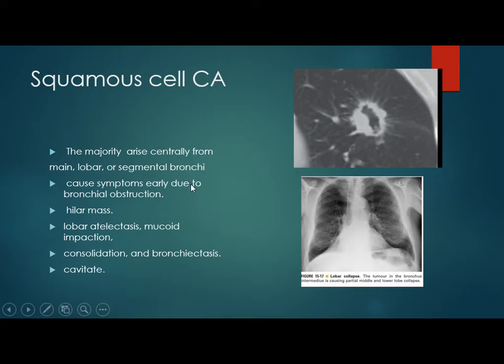The second type is squamous cell carcinoma, the majority of which arise centrally from the main lobar or segmental bronchi and cause early symptoms because it's central, and due to bronchial obstruction may cause hilar mass or lobar collapse. Radiological features appear as lobar atelectasis, mucoid impaction, consolidation, and bronchiectasis. It may also cavitate. These are cavitary lesions with a spiculated outline, and here there is a mass causing obstruction of the bronchus intermedius, causing collapse of the middle and lower lobe.